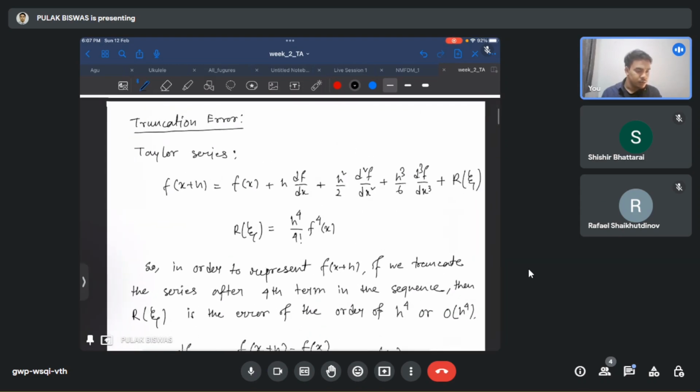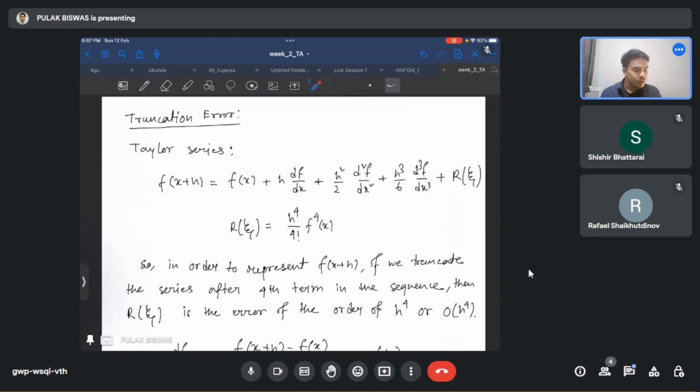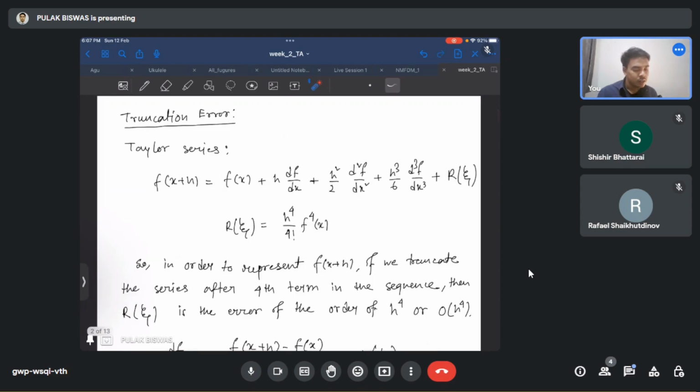I guess the screen is visible. So let me start with the truncation error. In most of the problems considered in numerical methods, we usually use the Taylor series. It has this kind of form, but we do not consider all the terms. We truncate after a certain number of terms, and whatever terms are left come under the error in order to represent the function.